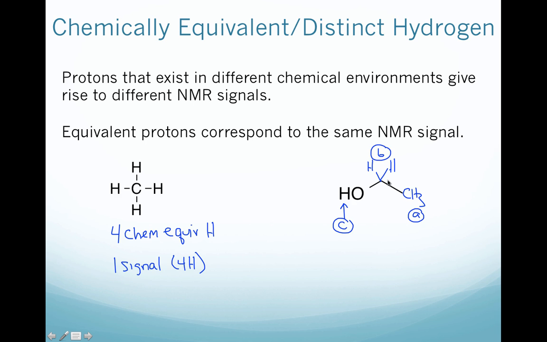So there are 3 different types of hydrogen in this molecule. So 3 distinct types of hydrogen, 3 signals. We'll have 1 signal that corresponds to 3 hydrogen, 1 signal that corresponds to 2 hydrogen, and 1 signal that corresponds to the 1 alcohol hydrogen.